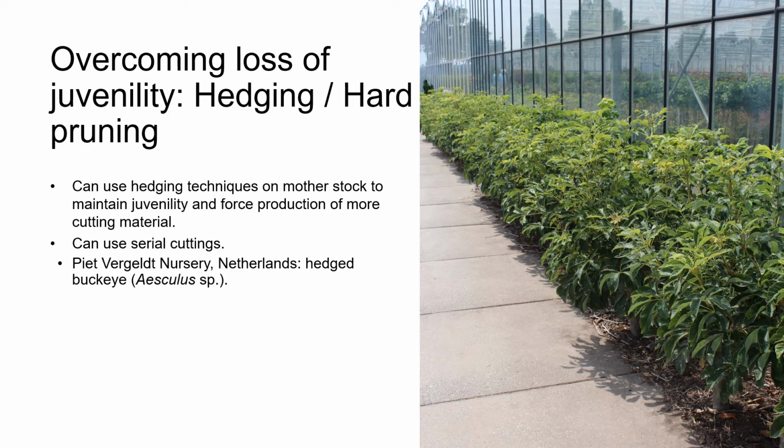We can also use a technique referred to as serial cutting. With this, we usually start out with a shrub or tree that's in its mature phase. We take some cuttings, hopefully some of them root.